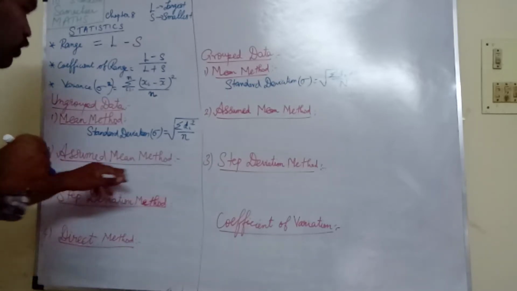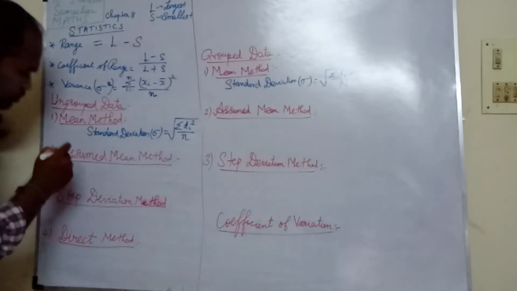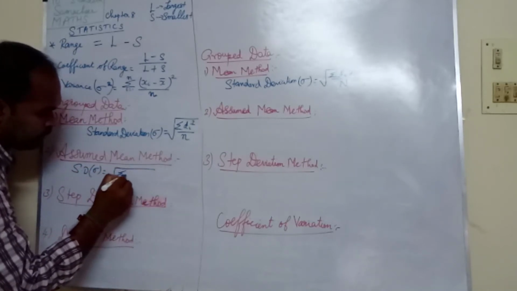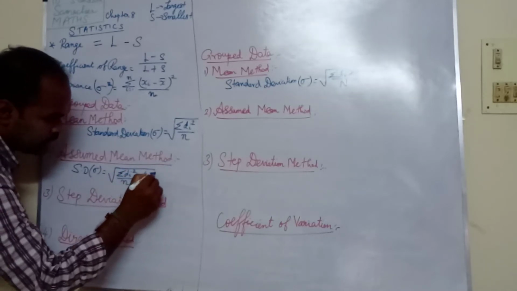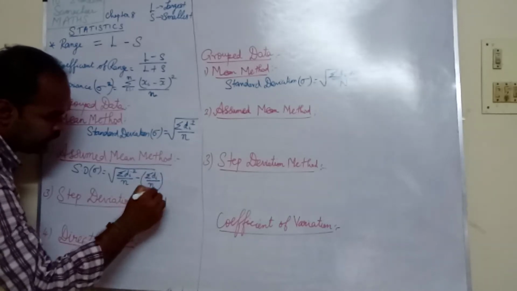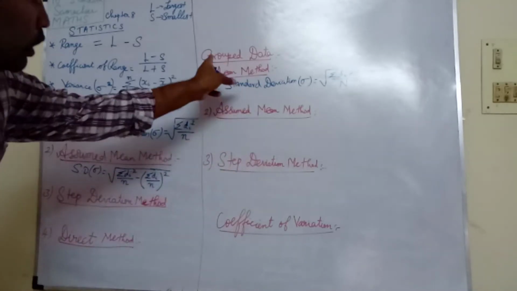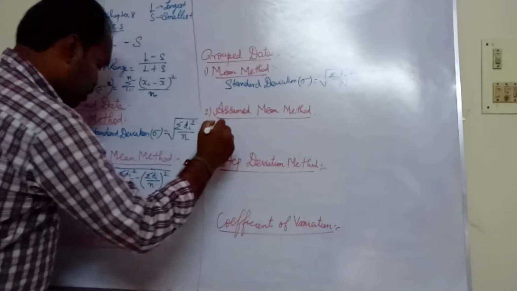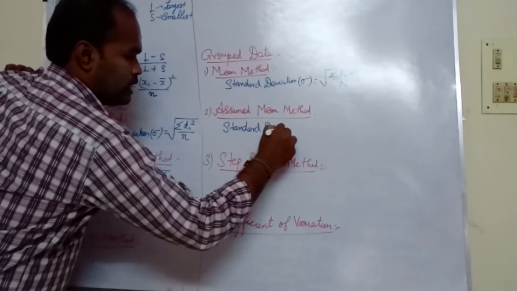The next one, for the assumed mean method, what are we going to do? For the assumed mean method, sigma dA square by N minus sigma dA by N whole square. Likewise, for the grouped data in the assumed mean method, what are we going to do? Standard deviation.